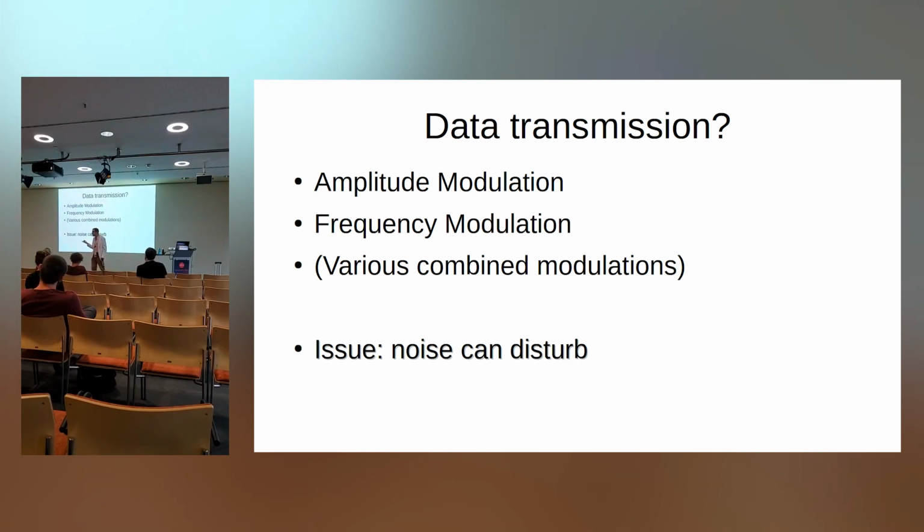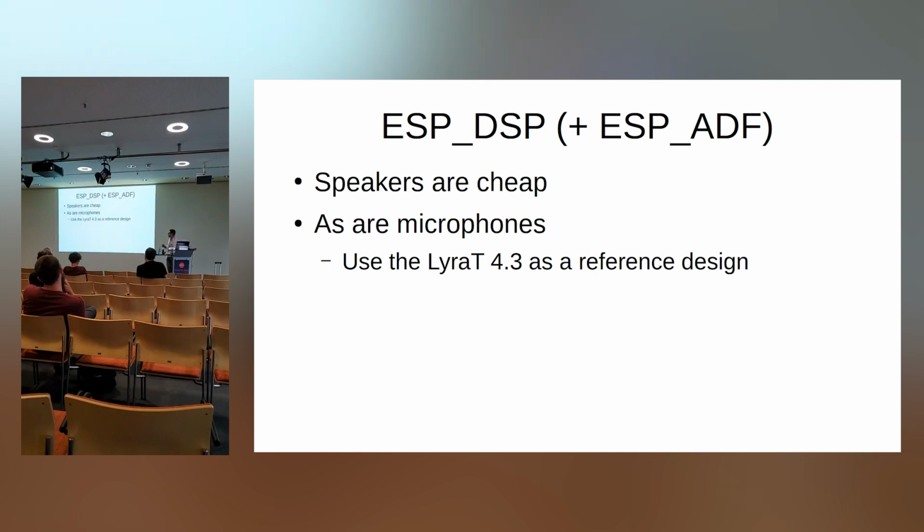A cheap pizza buzzer, they cost like nothing, they cost 20 cents. You drive it through a GPIO pin. And then you can use all kinds of modulation processes. And as long as there is no moron like me talking all the time, the transmission is relatively stable. And the big benefit is that there are also reference designs, such as this one here, the LyraT 4.3.